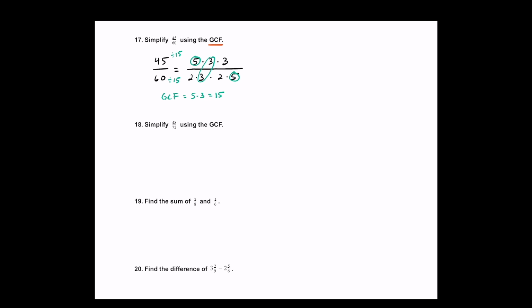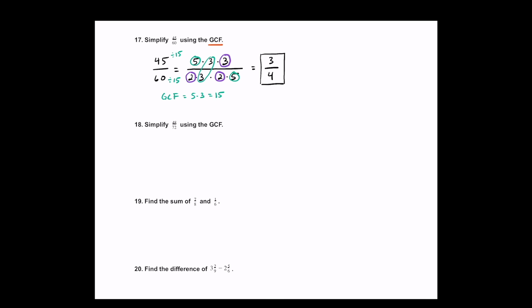But wait, do not actually do the division. The answer to the division problem is just going to be this leftover number of 3. 45 divided by 15 is 3. And on the bottom, multiply these two leftovers. 2 times 2 is 4. And it turns out that 60 divided by 15 is equal to 4. Okay, so this, as a most simplified version, is 3/4.